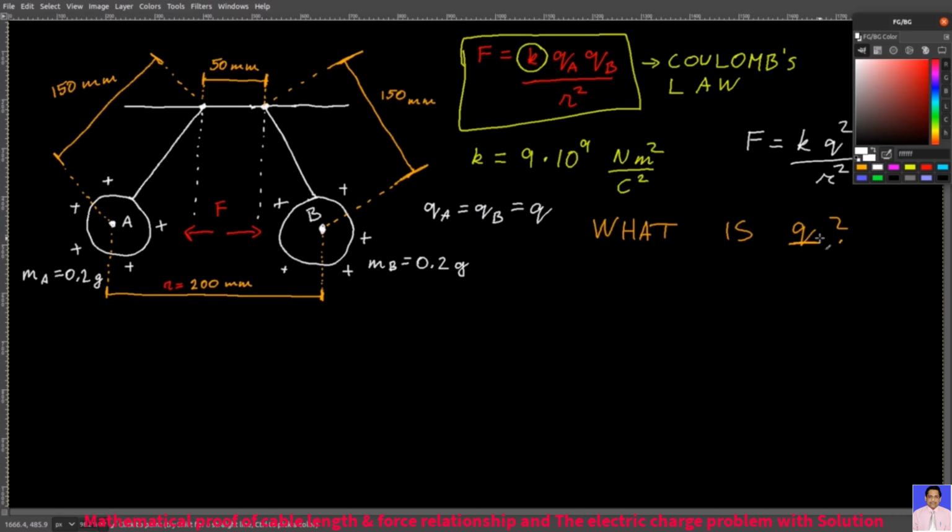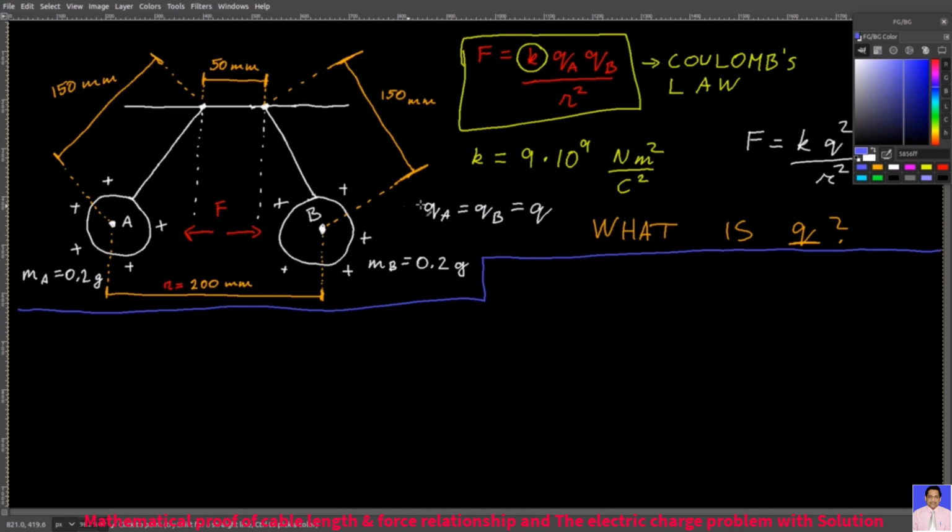So let's now calculate the electric charge of the sphere A and B. Both charges are equal. And so let's focus on the sphere A. In order to find this charge, we first need to find this F. And so I'm going to draw a free body diagram for this sphere A.